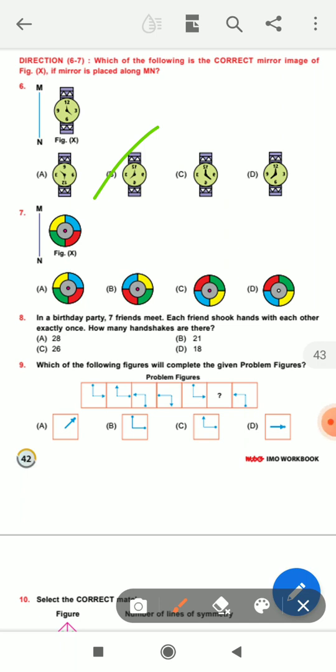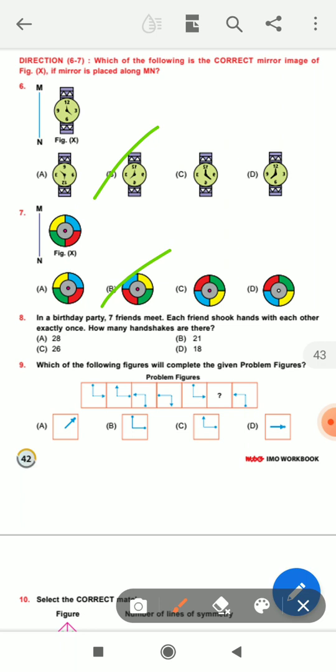Okay, student. Next question number 7. Look at the picture. This has 4 circles, and the answers are given. The yellow side on the left changes to the right side. So this side is correct. Option B is the correct answer.